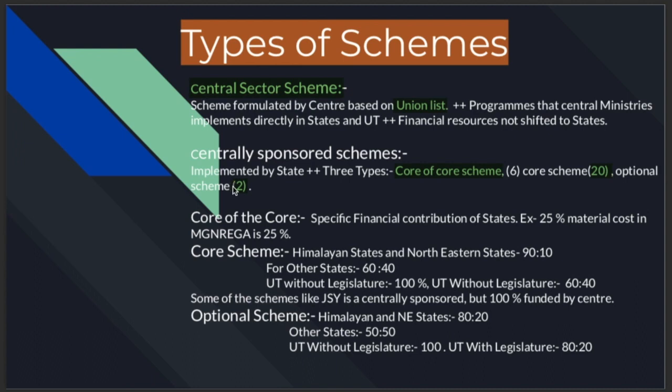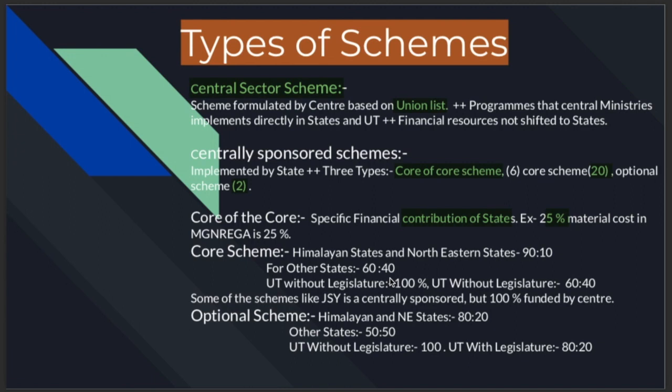In the core of the core scheme, the special financial contribution by the state is mentioned in that particular scheme. For example, MGNREGA: 25% of the material cost is borne by the state and 75% by the center. And then the next is the core scheme.